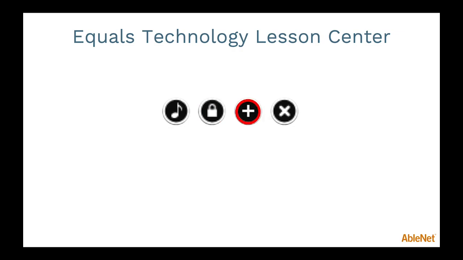The plus icon will create a duplicate of that item. It's important to note that when you duplicate an item, it will also duplicate any changes you have made to that item, such as any sound that you have added to it, or if you have resized it. This is very handy for activities where you need multiples of items, such as building a graph. The final icon is the X. This will simply remove the item from the workspace.